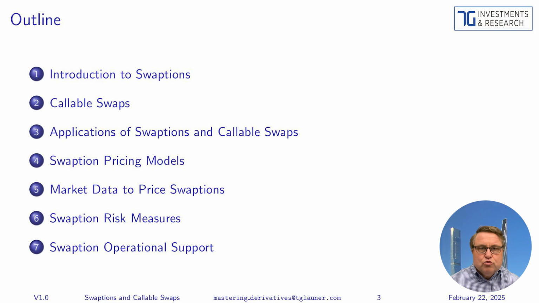That leads us to market data for swaptions, where we'll discuss the key inputs needed for pricing, such as volatility surfaces and yield curves. Then we'll shift into swaption risk measures, looking at how we quantify and manage risks associated with these instruments. Finally, we'll wrap up with swaption operational support, covering the mechanics of executing, managing, and settling these trades. This structure should give us a well-rounded understanding of the topic, balancing theory, pricing methodologies, and real-world applications.